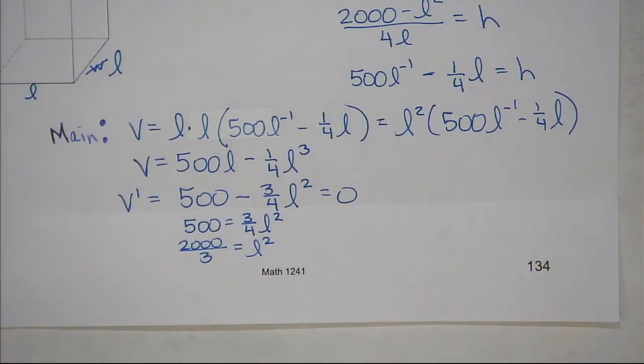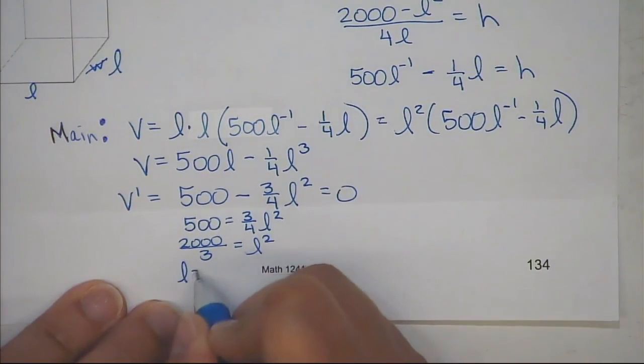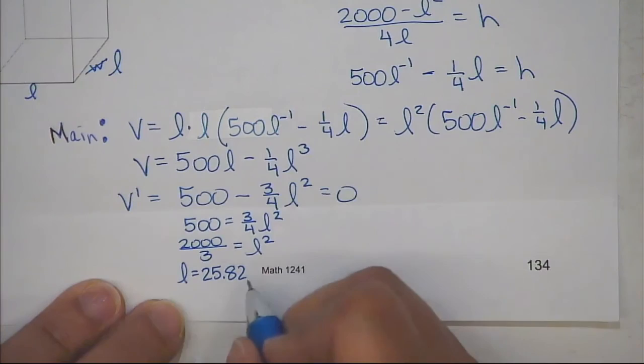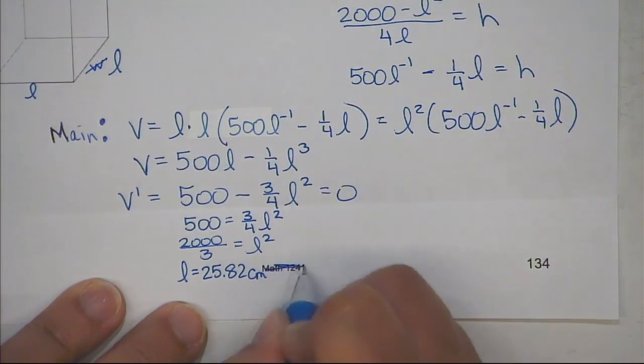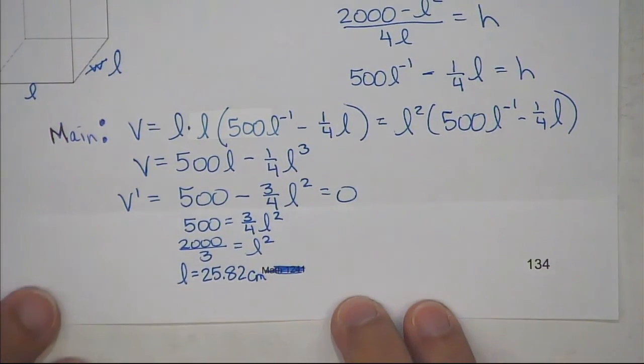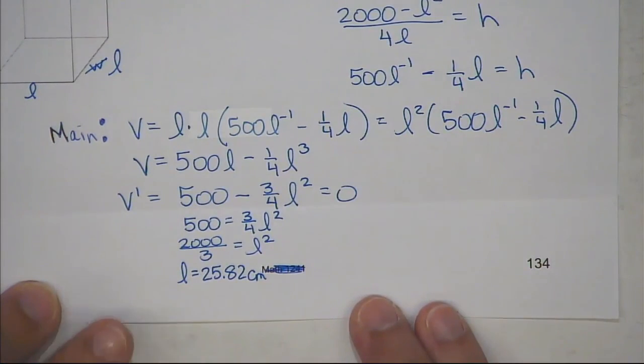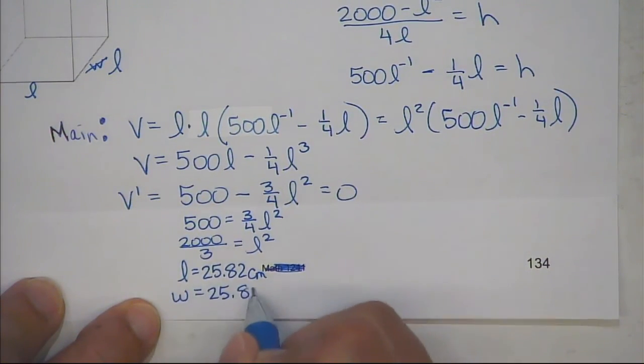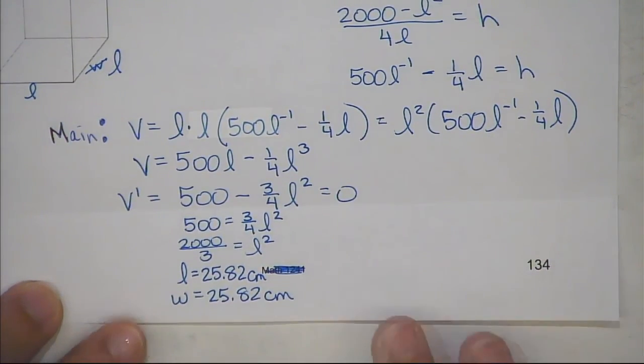So we get 25.82. So these are in centimeters. Okay. So there's the length. The width would also be 25.82, right? They were the same.